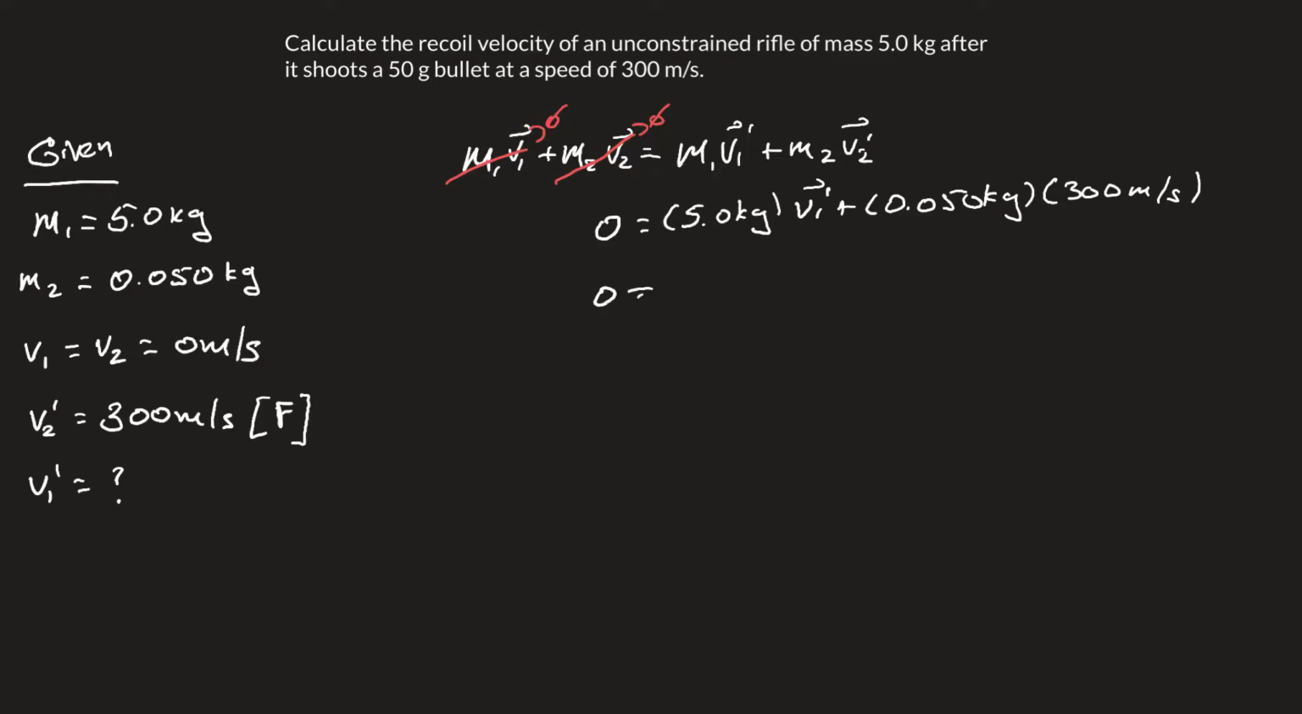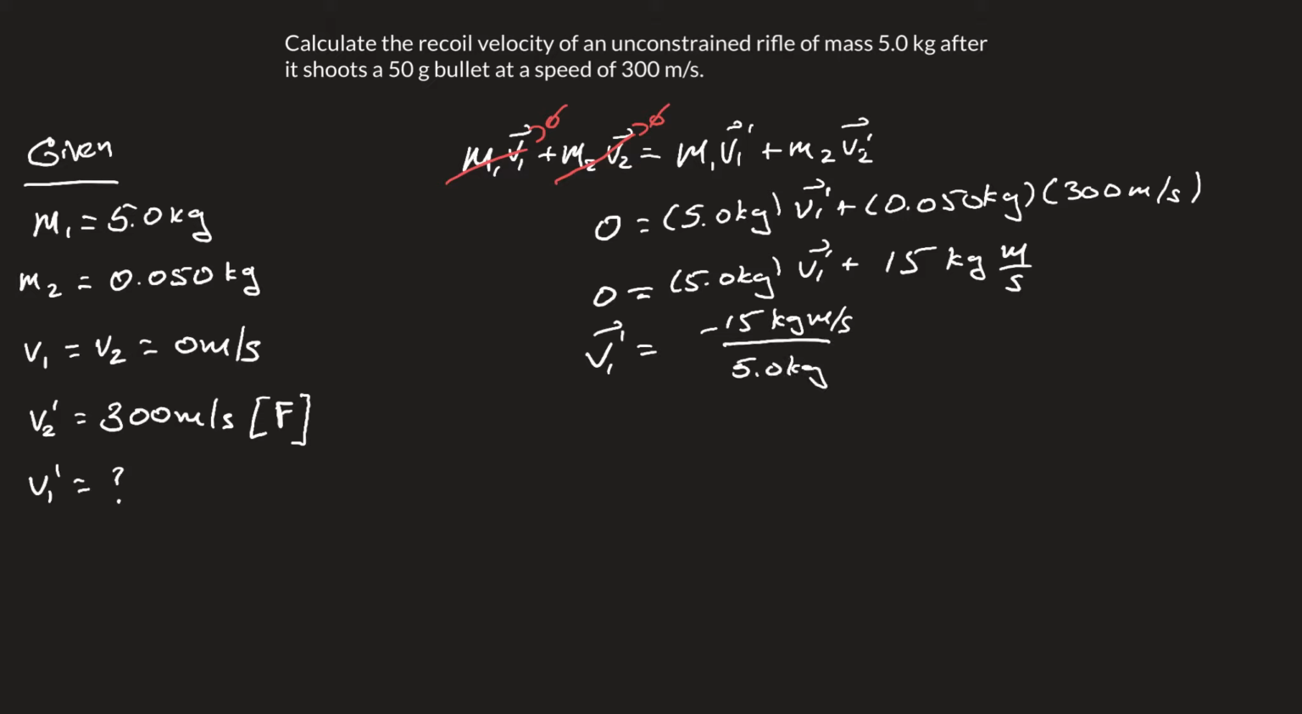So by doing a little bit of math here, we end up with 5 kilograms v1 prime plus 15 kilogram meters per second. We can bring the 15 over and divide by 5, and we're left with v1 prime is equal to negative 15 kilogram meters per second divided by 5.0 kilograms. So our units cancel out, and we're left with negative 3.0 meters per second.